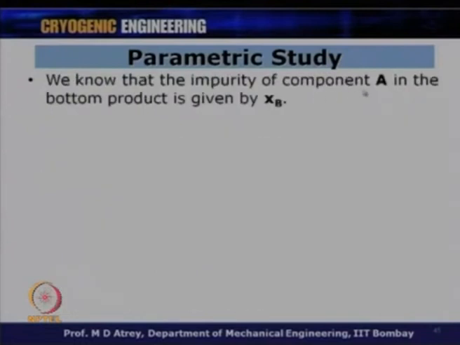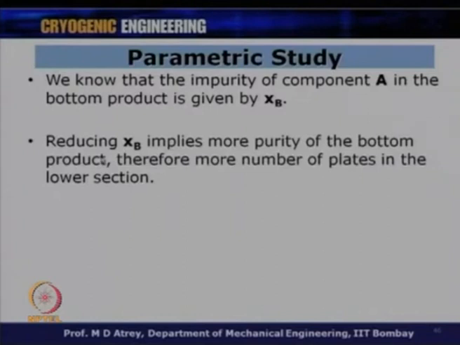We know that the impurity of the component A in the bottom product is given as XB. So, XB and XD also decide the number of plates. If your purity demands are strict, your number of plates is going to be very, very important. So, reducing XB, that means more purity for the bottom product, therefore more number of plates for the lower section.